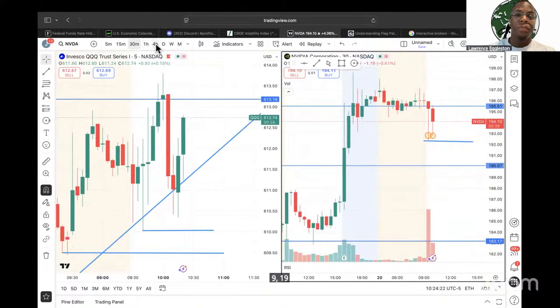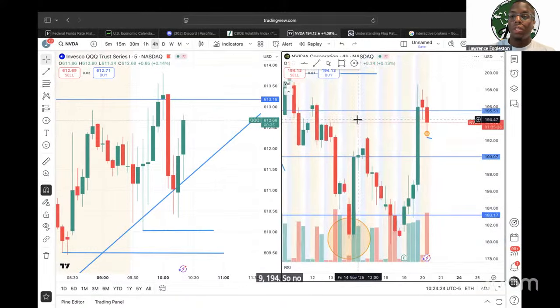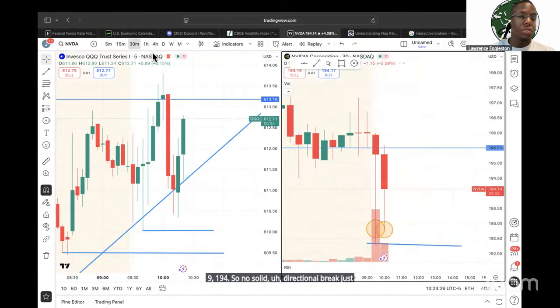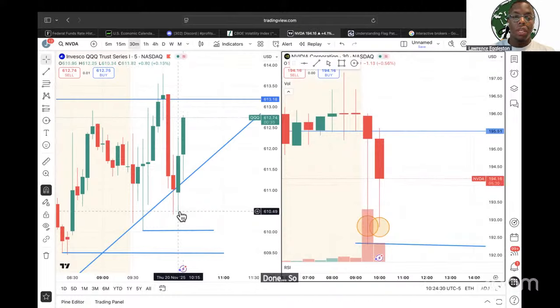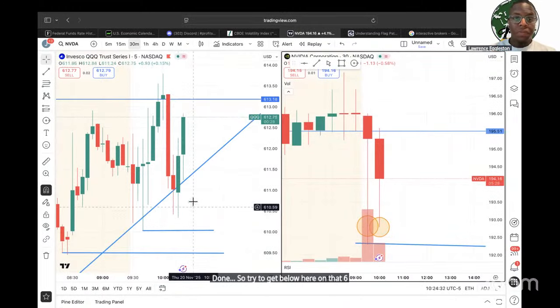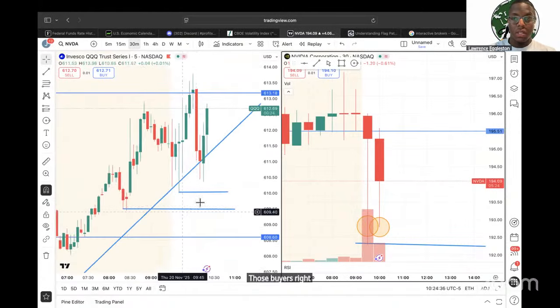194. So no solid directional break just yet. Almost 10:30. So try to get below here on that 610. Those buyers right there, okay, and at that 610 trend line.